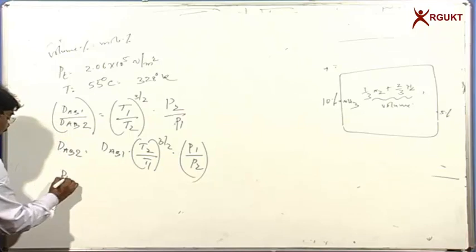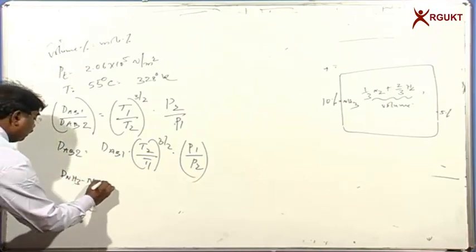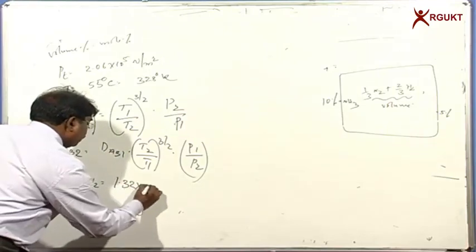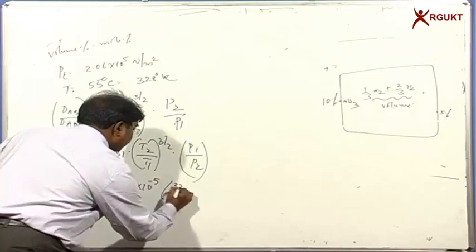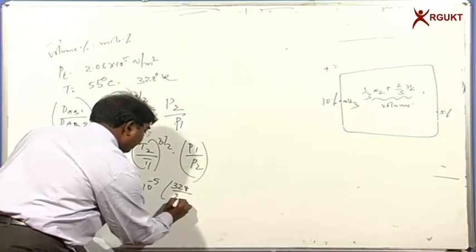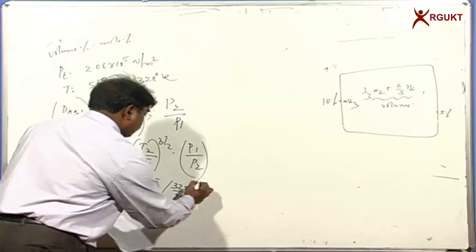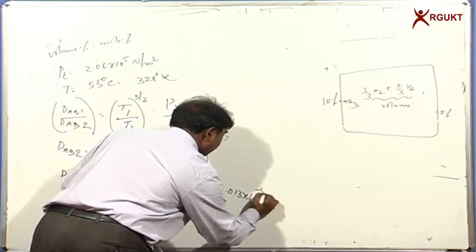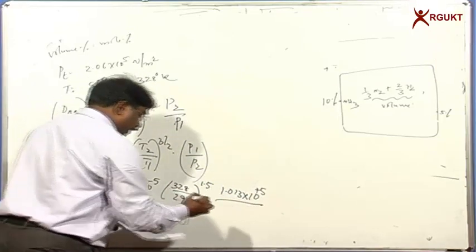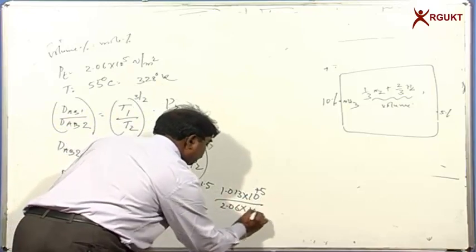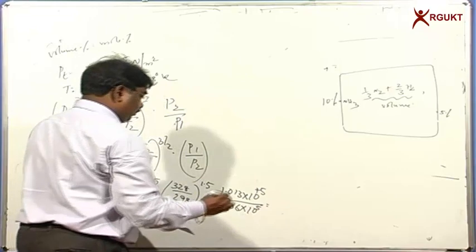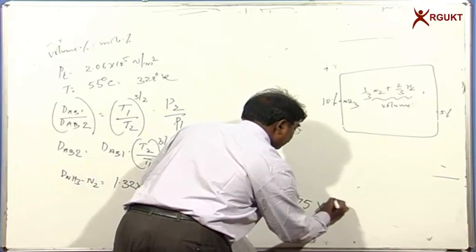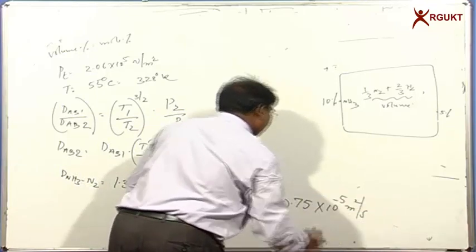Now D of NH3 in nitrogen is equal to 1.32 into 10 power minus 5, 328 divided by 298, 1.5, 1.013 into 10 power 5 divided by 2.06 into 10 power 5, that is going to become 0.75 into 10 power minus 5 meters per second.